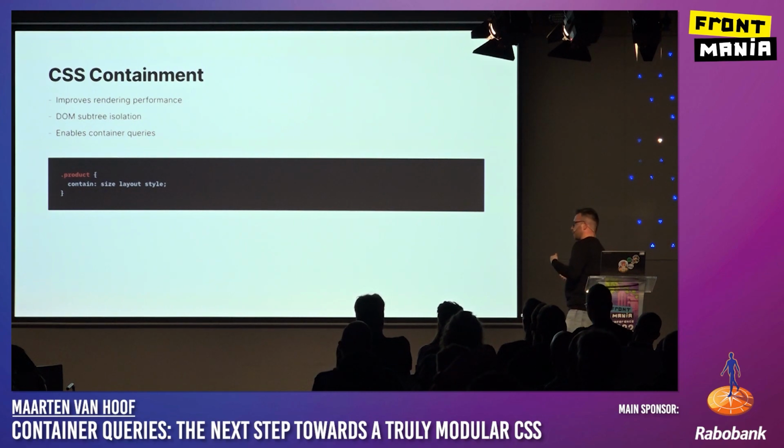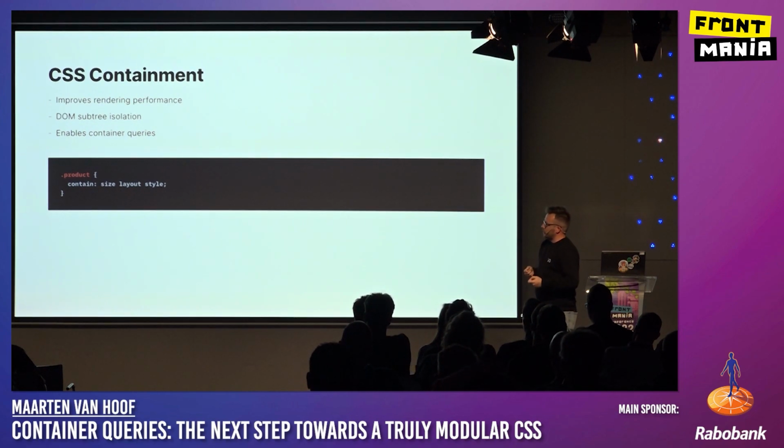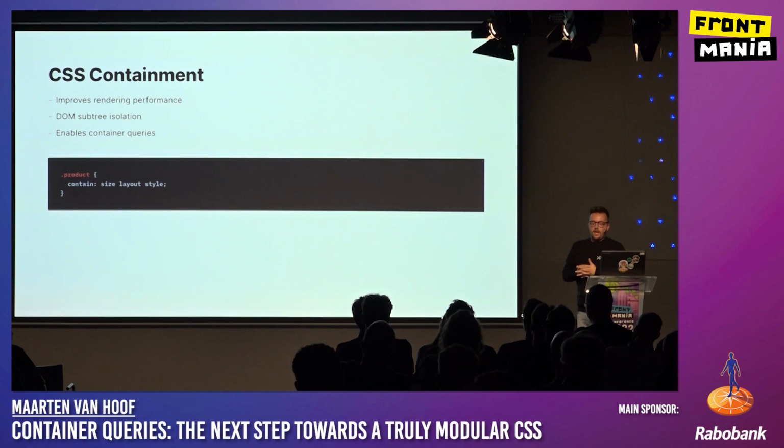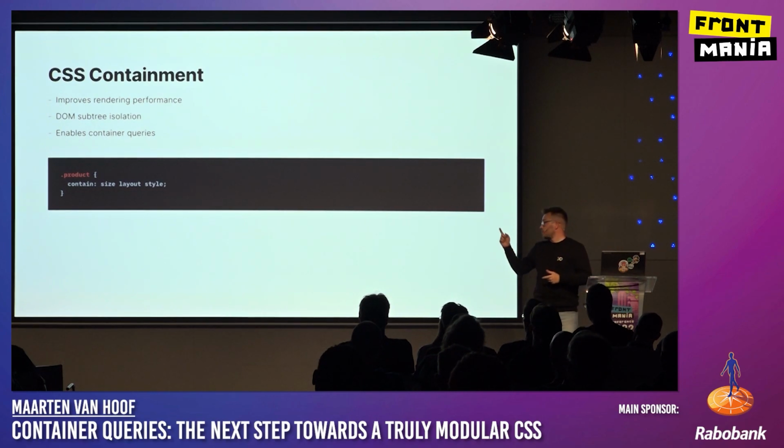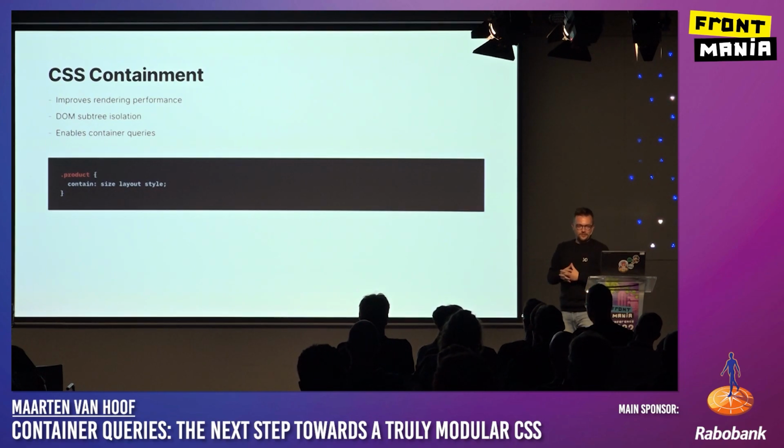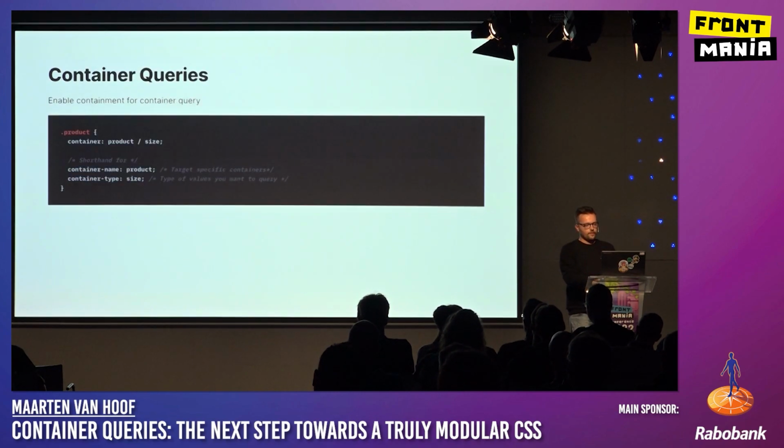And it's only thanks to rebuilds of the layout engines in browsers and the CSS containment specification that is now in draft that we have the opportunity to use container queries in our projects. So what is CSS containment? Well, it's a way of improving rendering performance on certain elements by doing DOM subtree isolation. So we're saying to our browser, hey browser, look at this element, look at its size, layout, or style, and pay extra attention to that. And it's that isolation that enables us to have container queries.